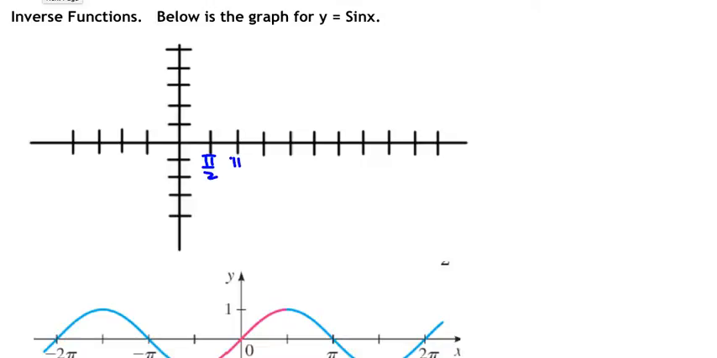Pi over 2, pi, 3 pi over 2, 2 pi. I'm going to go back into the negative direction, negative angles: negative pi over 2, negative pi, negative 3 pi over 2.